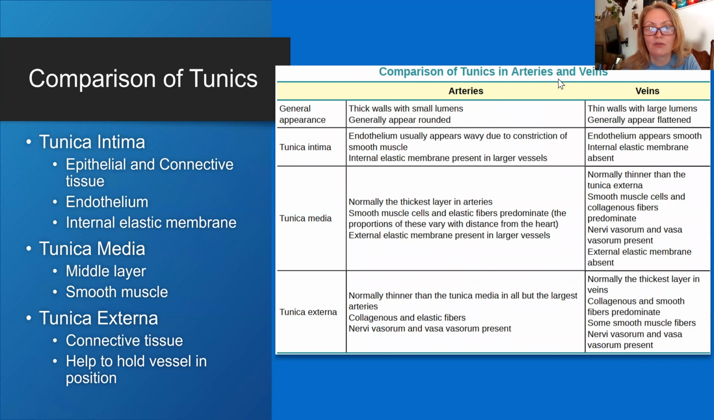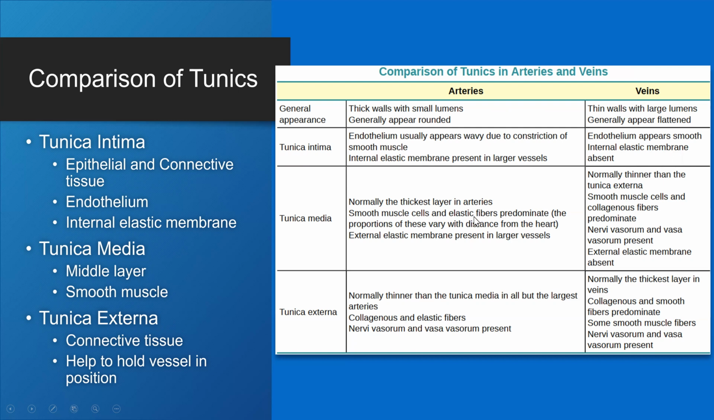Over here, we can compare the 3 tunics in general appearance. Arteries have thick walls with small lumens and generally appear rounded. Veins have thin walls with large lumens and generally appear flattened. Tunica intima: endothelium usually appears wavy in arteries and smooth in veins, and they both have an internal elastic membrane if arteries and veins are large. Tunica media is normally the thickest layer in arteries, and normally thinner than the tunica externa in veins, but both are made of smooth muscle cells.